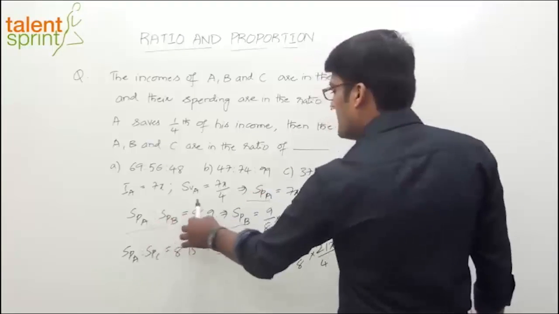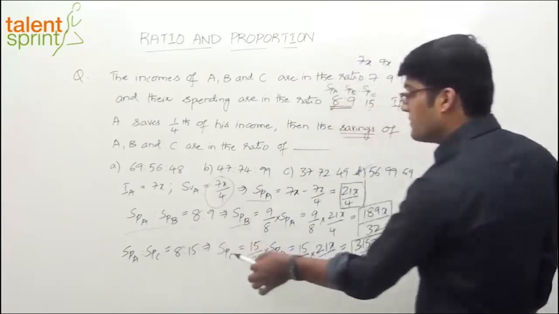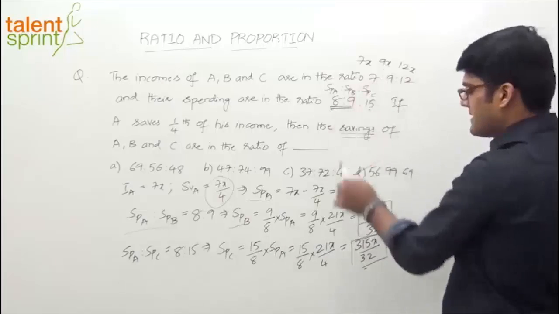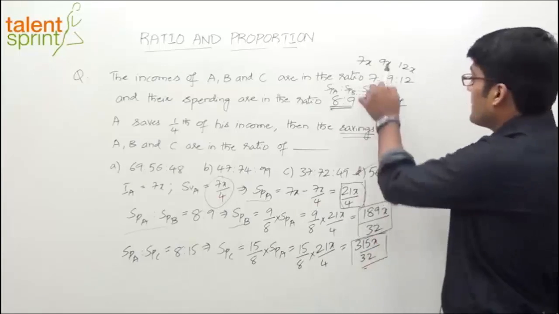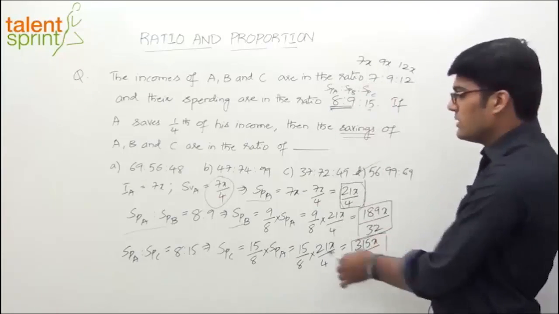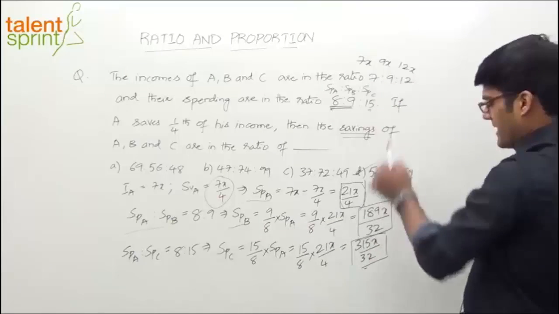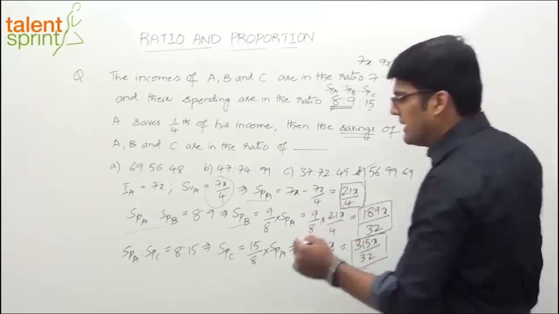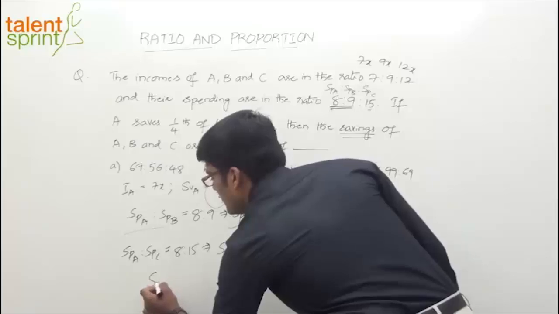Anyway, savings of A is 7x by 4. Savings of B. How do you get savings of B? Income of B minus spending of B. So 9x minus 189x by 32. How much is spending of C? 12x minus 315x by 32. So this is going to be lengthy, but that's how you go in a general way.